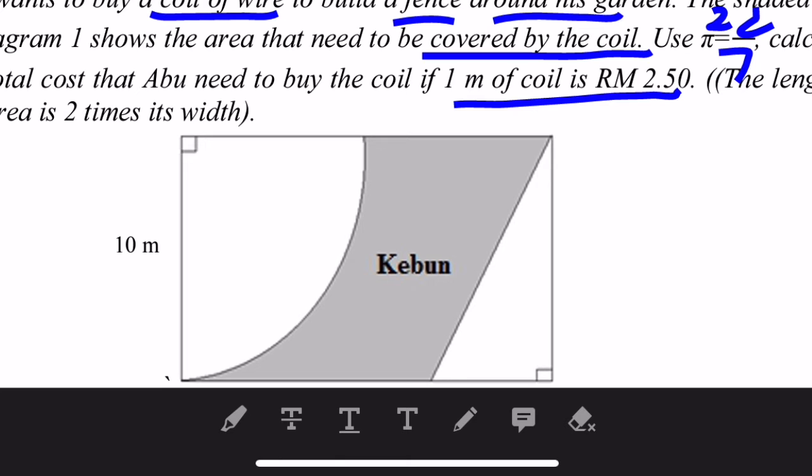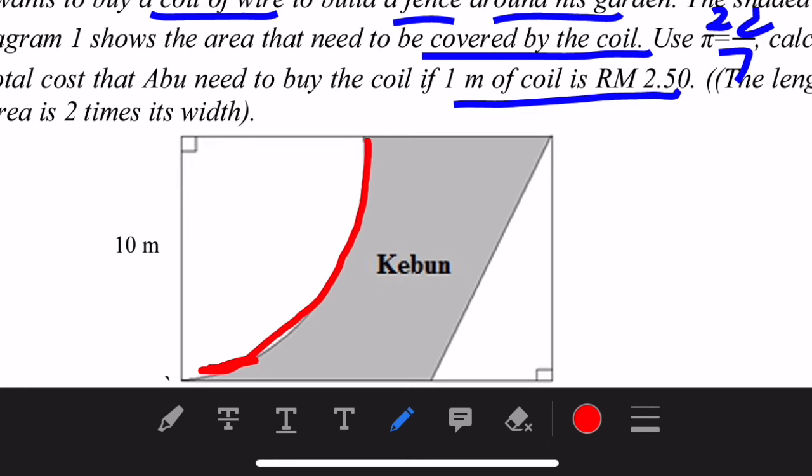So we have the coil of wire that is going to fence around the garden. The shaded area in the diagram shows the area that needs to be covered by the coil. That means we are going to cover this part with the coil. This is the arc length, and this is 90, right?